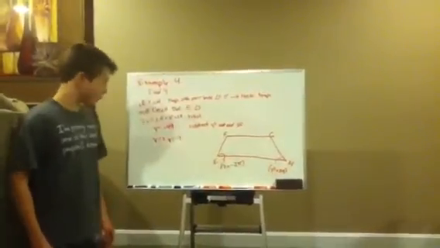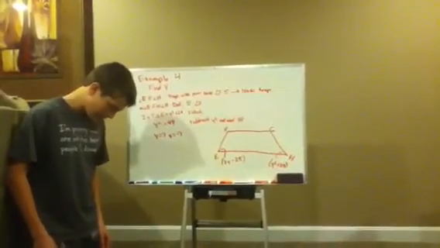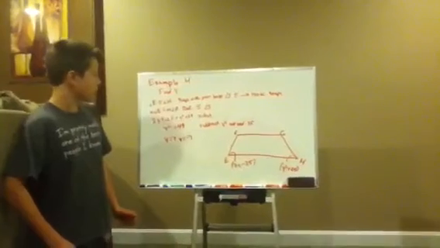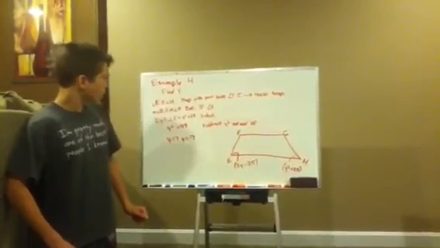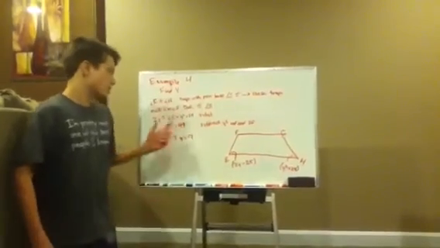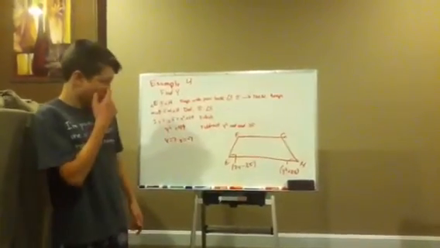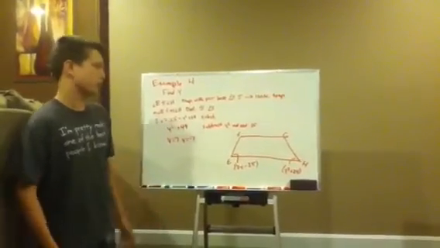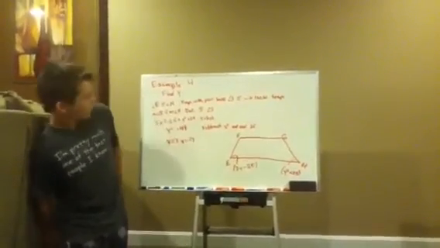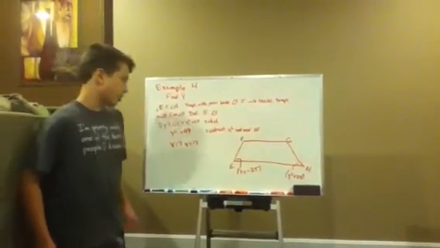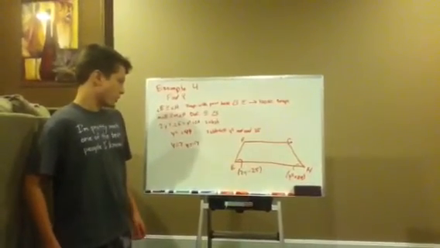This is example 4, part A. So we're finding the value of y so that EFGH is isosceles. Angle E is congruent to angle H because it's a trapezoid with a pair of congruent base angles, so it's an isosceles trapezoid. So the measure of angle E equals the measure of angle H by the definition of congruent angles.